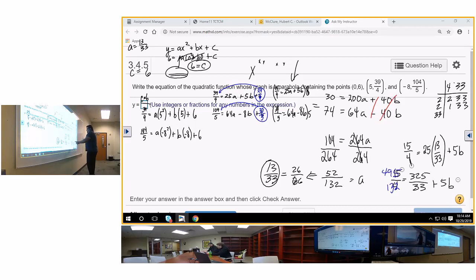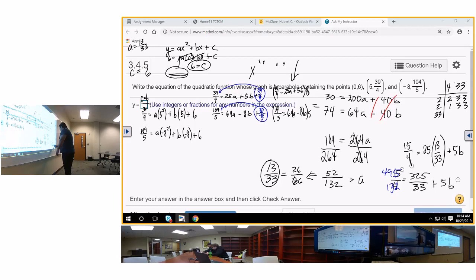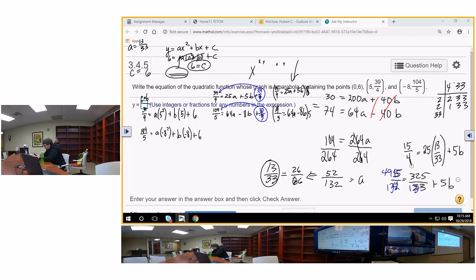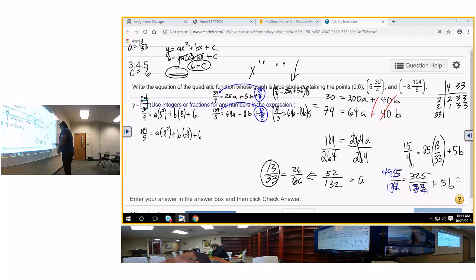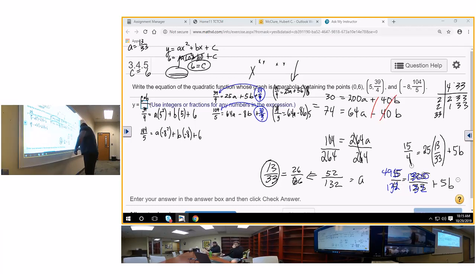And then 33 will go in 4 times. Somebody give me 4 times 325. 4 times 325. 1300? 1300. So subtract. What's 495 minus 1300? Negative 805. Negative 805 divided by 132 is equal to 5B.